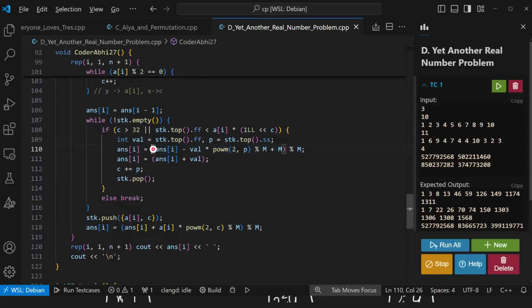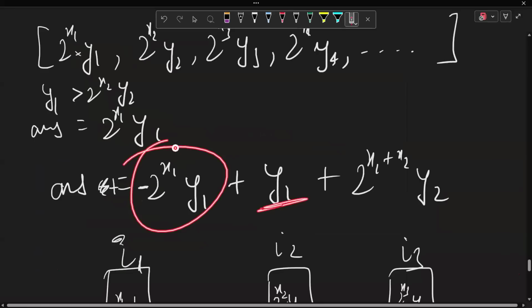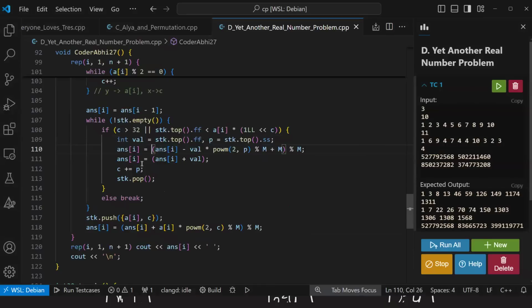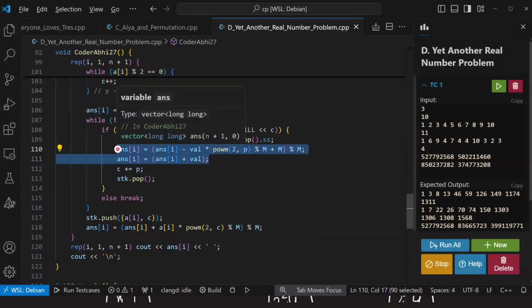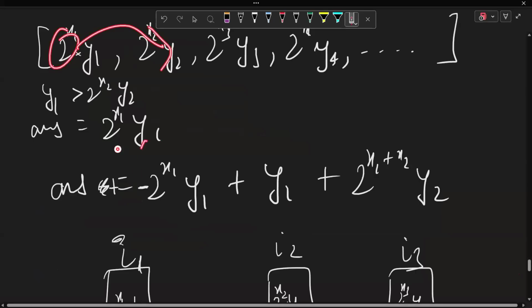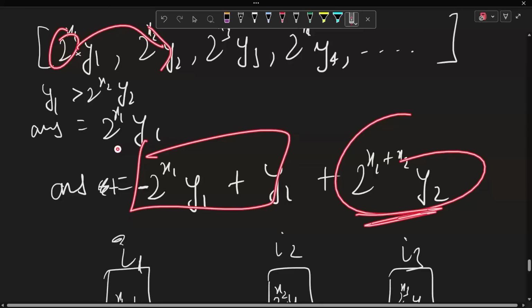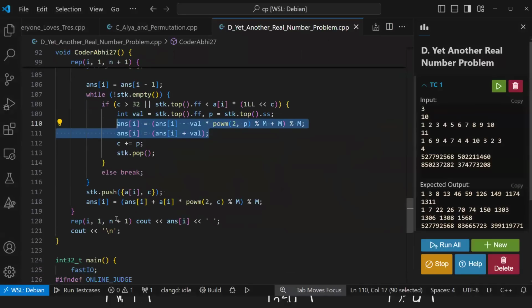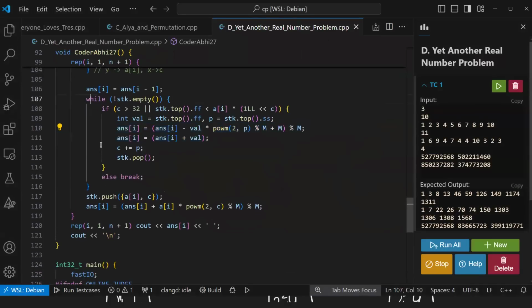So this is the thing that I am subtracting, and what I'm adding is y1. Okay, so answer plus val is getting added. So this power has been removed here. This updation is done. This I would add finally after all the powers are moved here. Whatever I get would be finally added to my answer after the while loop.